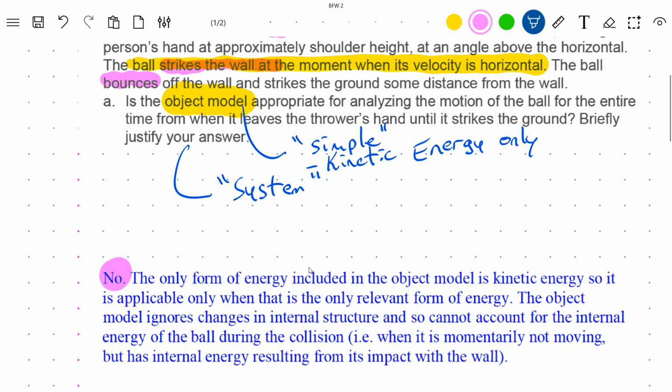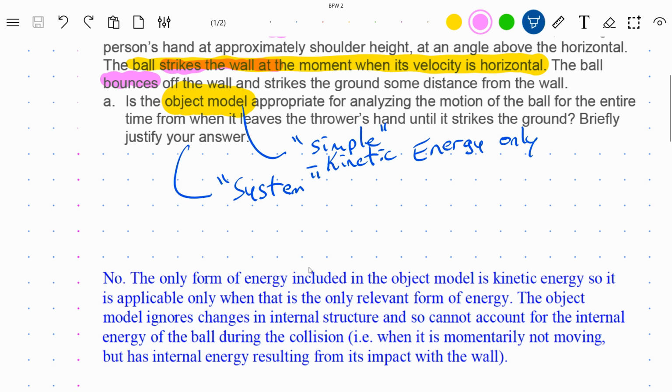Now, of course, it said to briefly justify your answer, so everything that follows is that. So my answer, again, no. And I'm kind of calling out what I just talked about. The only form of energy included in the object model is kinetic energy. So it is applicable only when, there's a typo that I made I didn't catch, only when it is the only relevant form of energy is what I meant to say there.